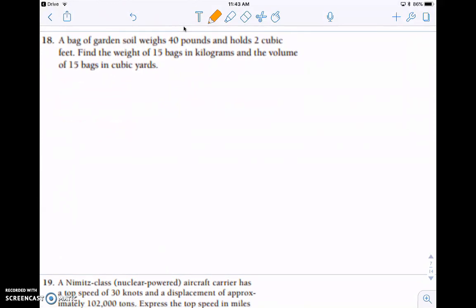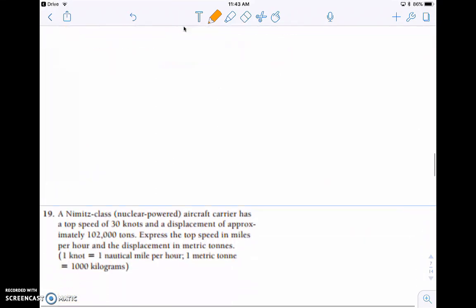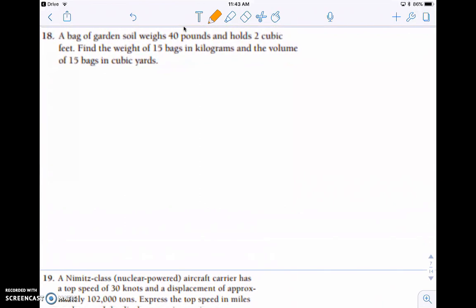So we have a bag of garden soil. It weighs 40 pounds. So I'm just going to write that one bag equals 40 pounds and holds 2 cubic feet. So one bag is 2 cubic feet, so feet cubed. And we want to find the weight in kilograms and the volume. So first we're going to find the weight here.